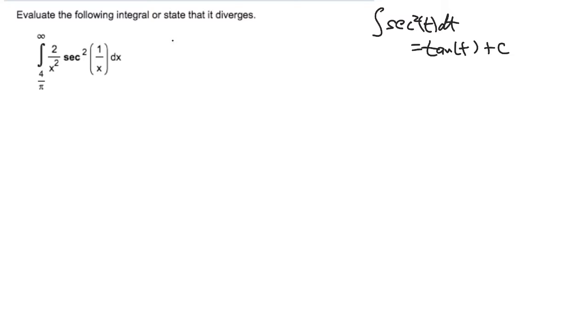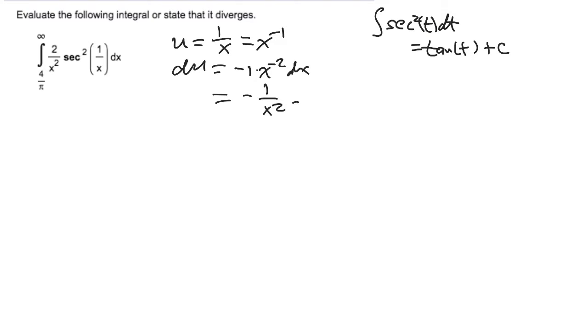So I can make it look like secant squared of t, or secant squared of something, by just using a substitution. So let's let u equal 1 over x, and remember that's x to the minus 1, which we need to know so we can use our derivative rules. So then du is minus 1 times x to the minus 2 dx. And another way of writing x to the minus 2 is 1 over x squared. So du is minus 1 over x squared times dx.